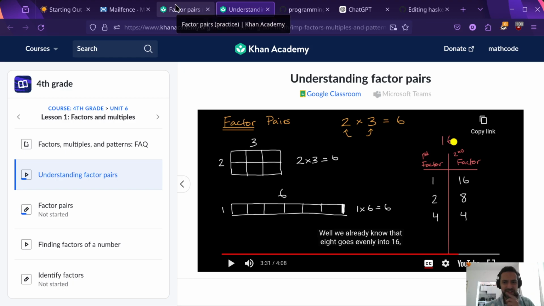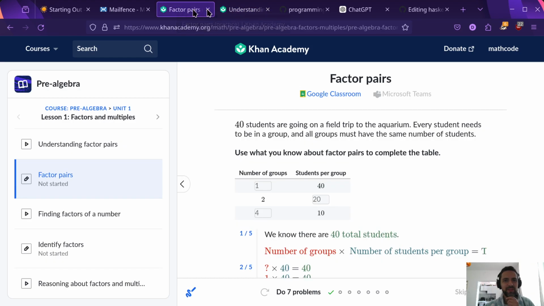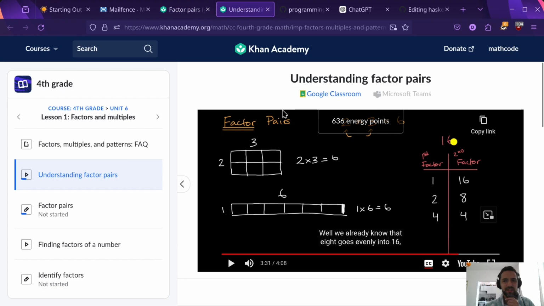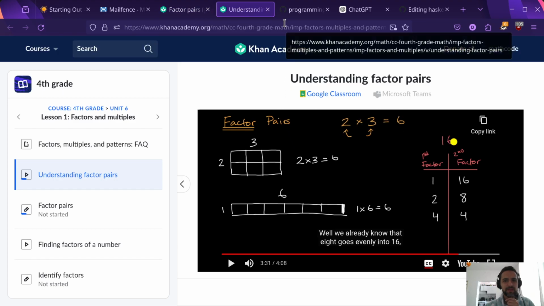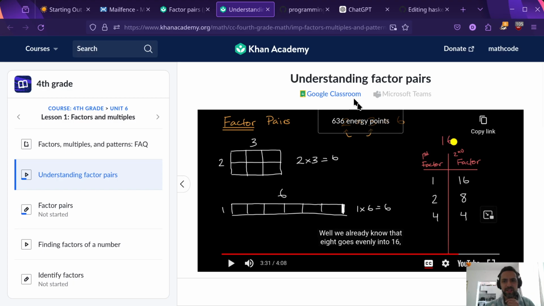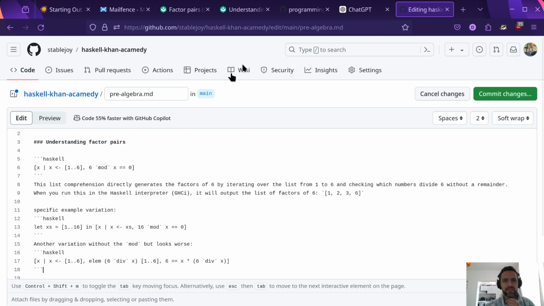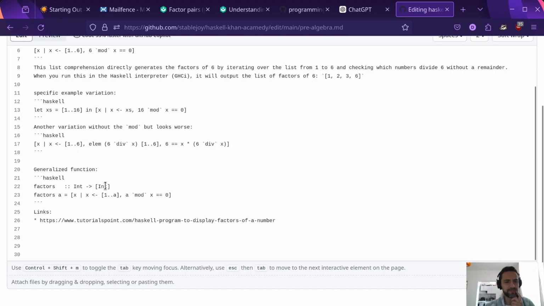Yeah, this is an interesting problem, and it's taking me a lot of time just understanding factor pairs. Could I just link this to understanding factor pairs? Maybe I should. Yeah, I should probably look up understanding factor pairs. All right.